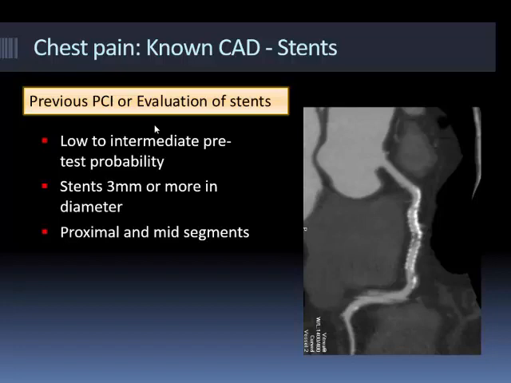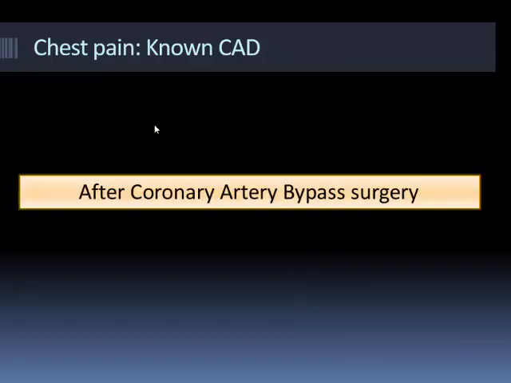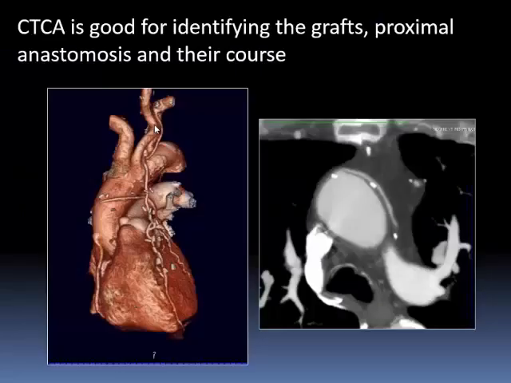So, for example, we've used it in that sort of setting. Okay, what about in bypass patients? So obviously you are acquiring volumetric data, you acquire the whole chest. That means that you should be very good at identifying grafts. So in terms of identifying patent grafts and identifying courses of grafts, CT angiography is very, very useful.